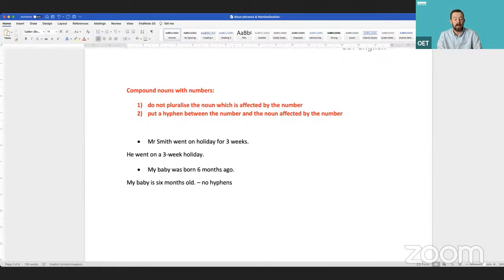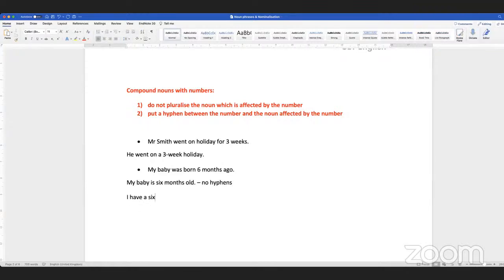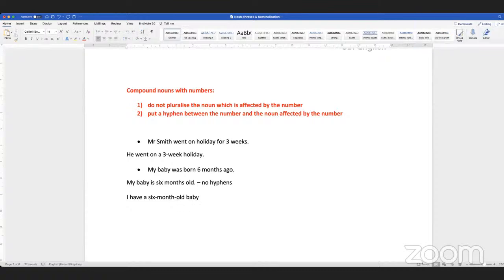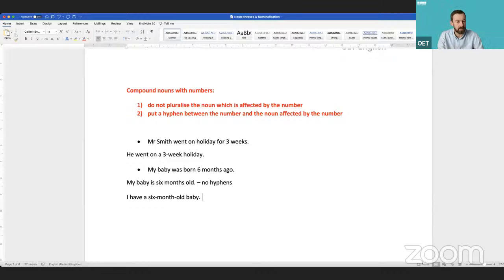Okay. I have a 6-month-old baby. Now, this is where it's a bit more complicated. We do have another hyphen before old. That's it. That's how you do it. So notice we always do these two, but with old, we also put a hyphen before old as well. Okay, so that's how we do the compound noun when there are numbers in there.